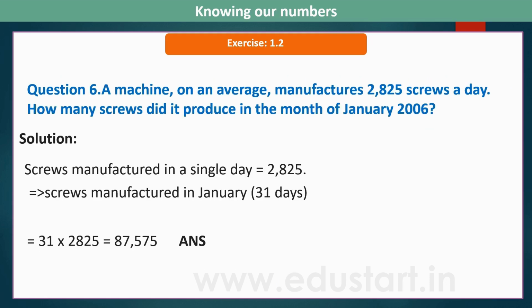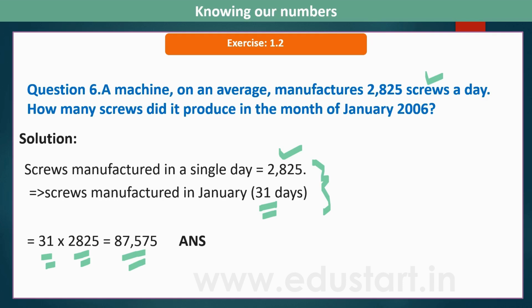A machine on an average manufactures 2,825 screws per day. So how many screws did it produce in the month of January 2006? Now the screws manufactured in a single day is 2,825. So in the month of January we know the total number of days is 31 days. So what is the total number of screws that can be created within these 31 days? So it should be the multiplication of these two numbers. So now you see 31 days into 2,825, which comes to around 87,575. So these many screws were produced in January 2006.